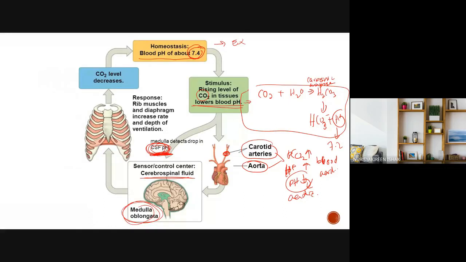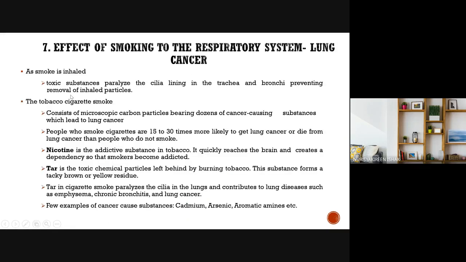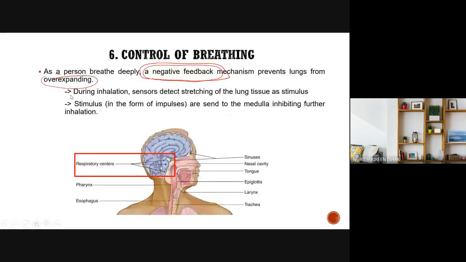So the response: rib muscles and diaphragm increase the rate and depth of ventilation. So you will breathe more deeply and heavily. So this will remove carbon dioxide. Vice versa as well. When you breathe heavily and deeply, you will inhale more oxygen, to supply more oxygen to your body cells, to support cellular respiration of your body cells. So this is the control of breathing.